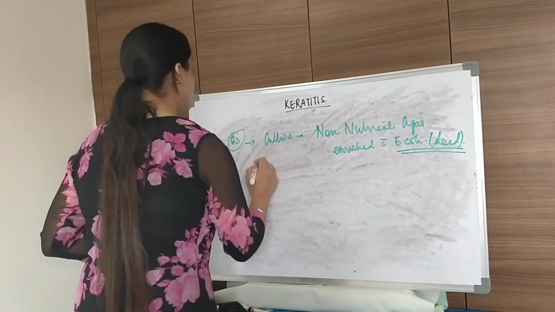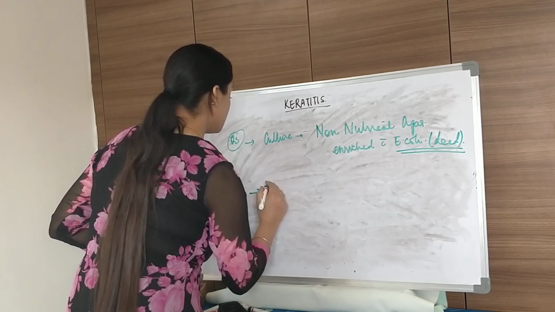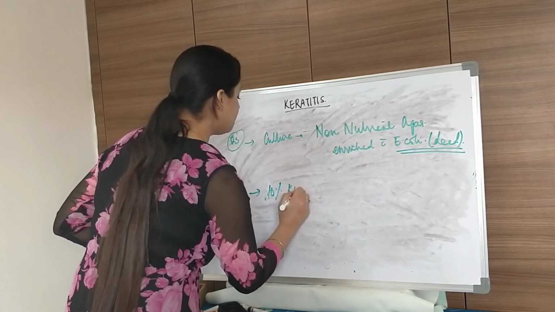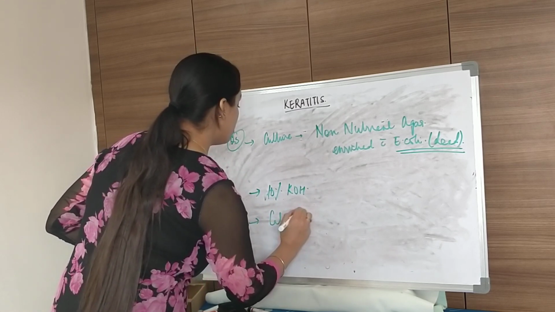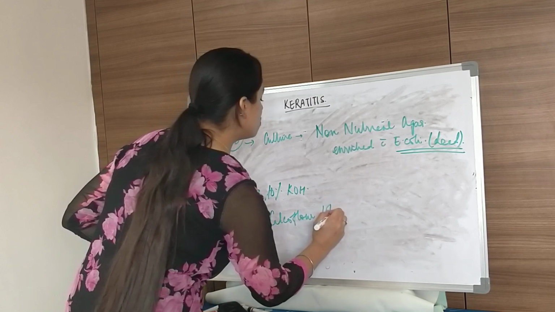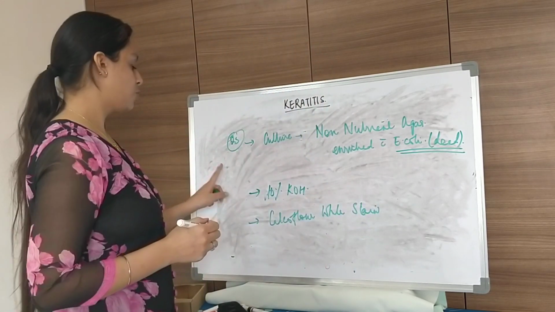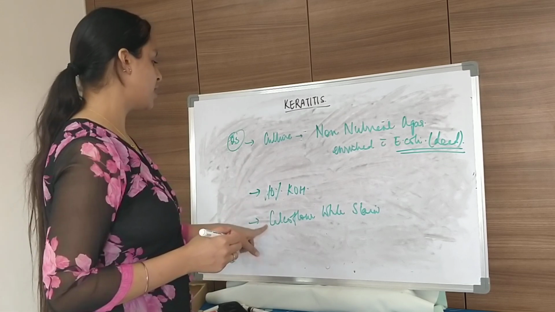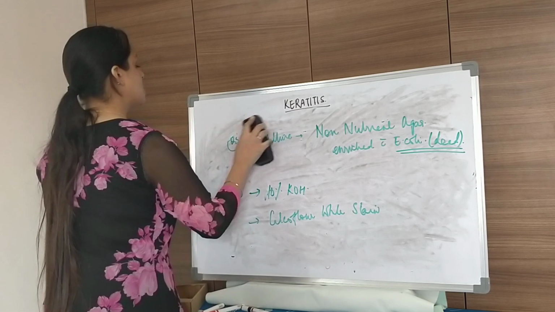Another thing, you have to use 10% KOH for these patients, and calcofluor white stain also is used in case of Acanthamoeba. So these are the two stains which are also used in case of Acanthamoeba. Okay, this is the diagnostic modality.